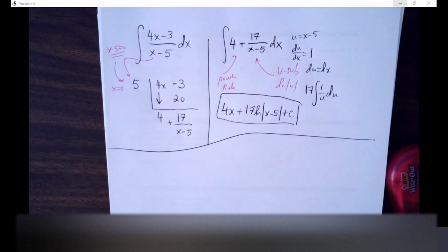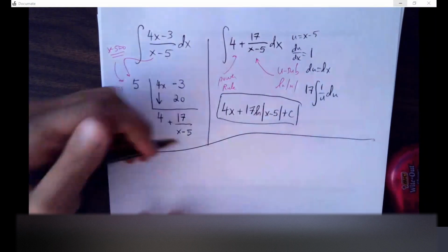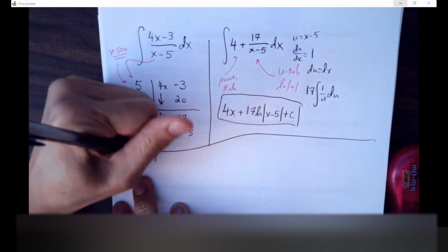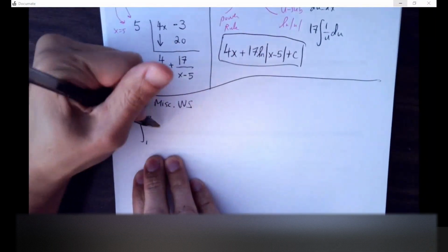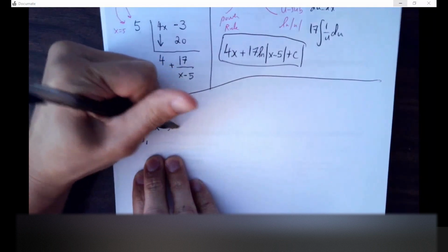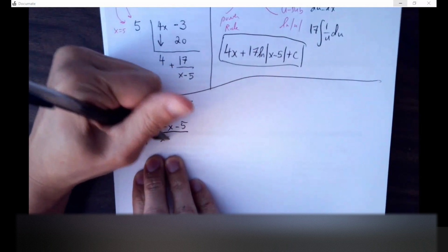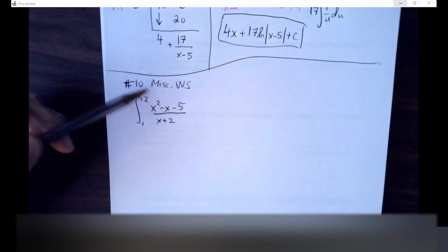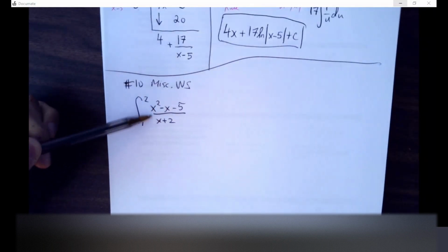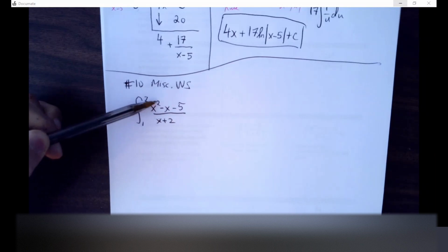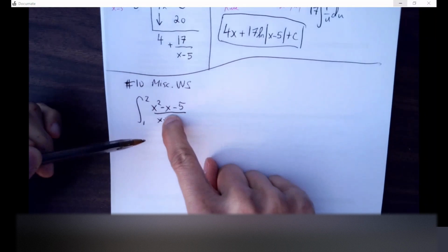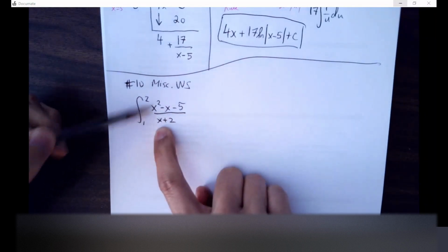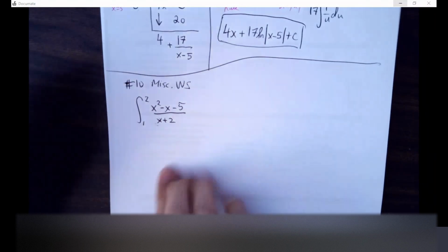From my worksheet, this is number 10 off of the miscellaneous worksheet. Let's do this one here. So if you look, you see how this is a perfect scenario for synthetic division. The numerator has a higher degree than the denominator, which is to the first power. There's more than one term, so I can't just split up into individual fractions. And this is not good for u substitution. So we're going to try synthetic here.